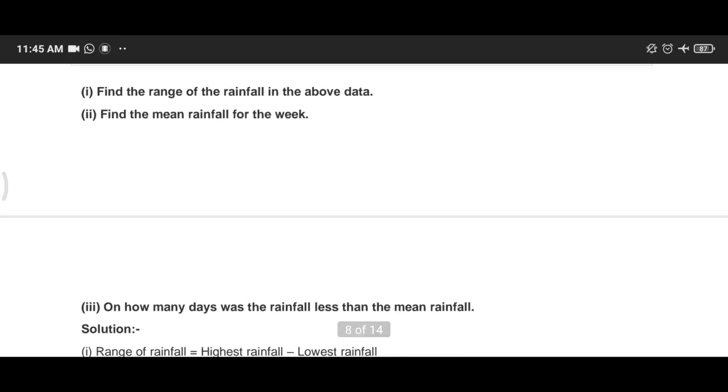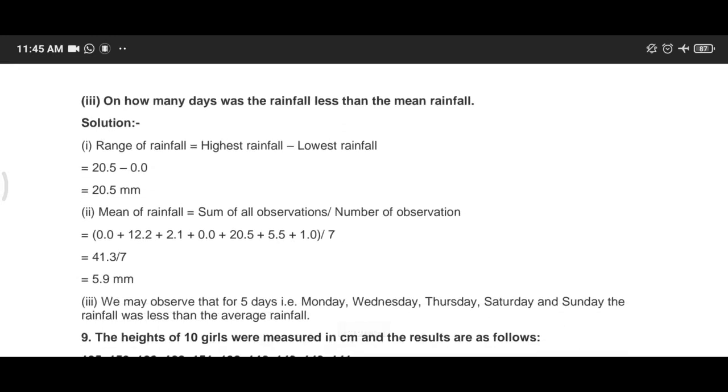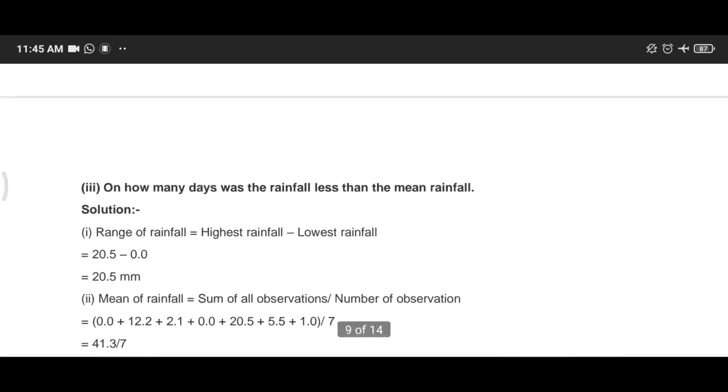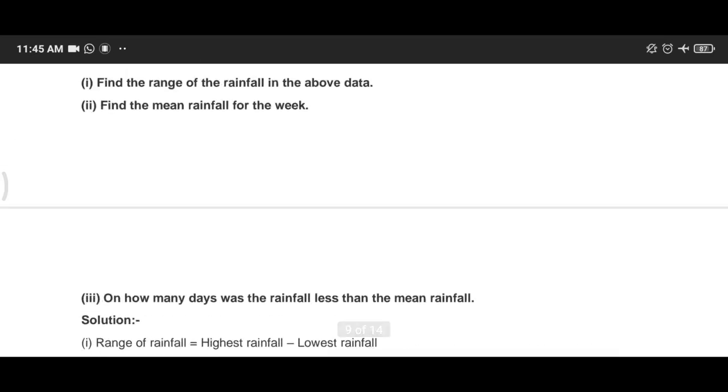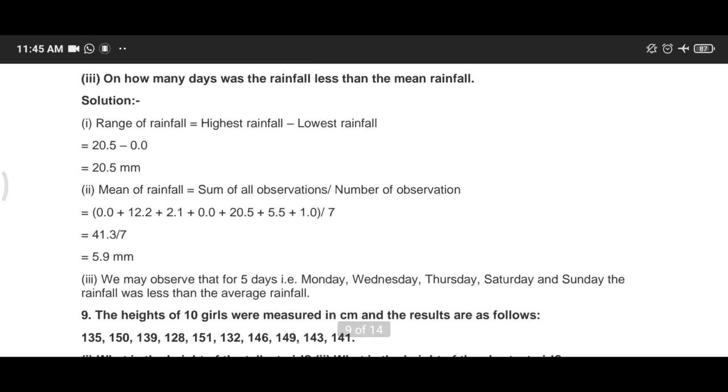Now second question, find the mean rainfall for the week. So we will add all the rainfalls and divide by 7 because there are 7 days in a week. So when we add we will get 41.3 and divided by 7, then our answer will be 5.9. On how many days was the rainfall less than the mean rainfall? Now we have found the mean rainfall in the second part, it is 5.9.